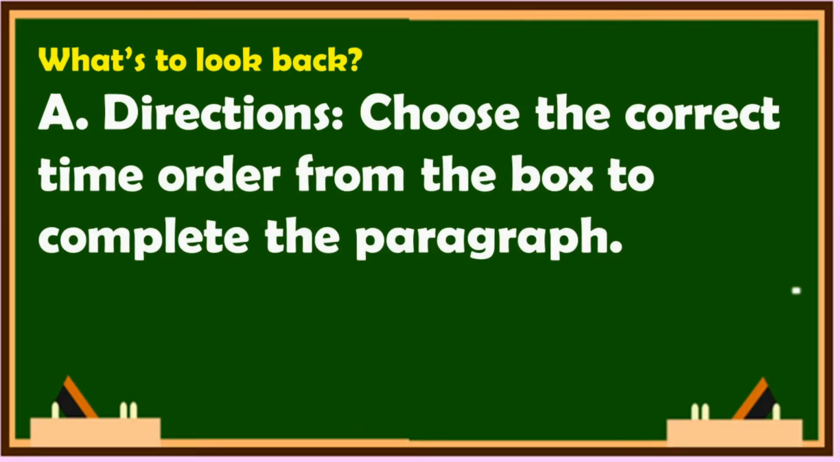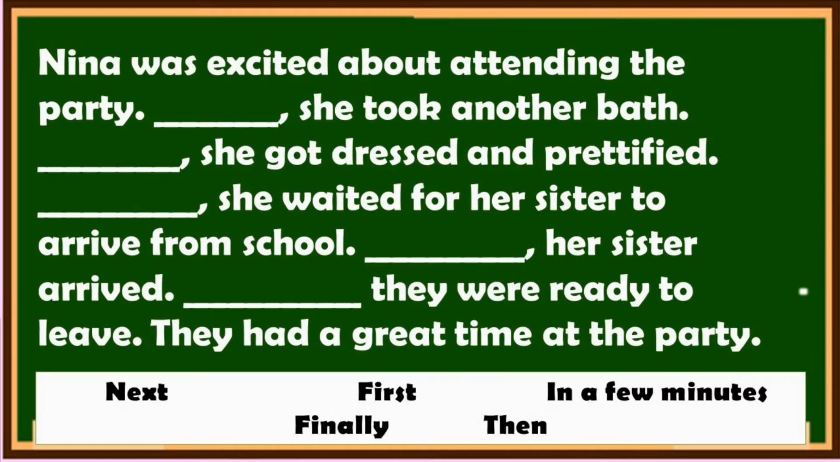Directions. Choose the correct time order from the box to complete the paragraph. The words in the box are the following: next, first, in a few minutes, finally, then. You are going to write those words on the blank to complete the paragraph.